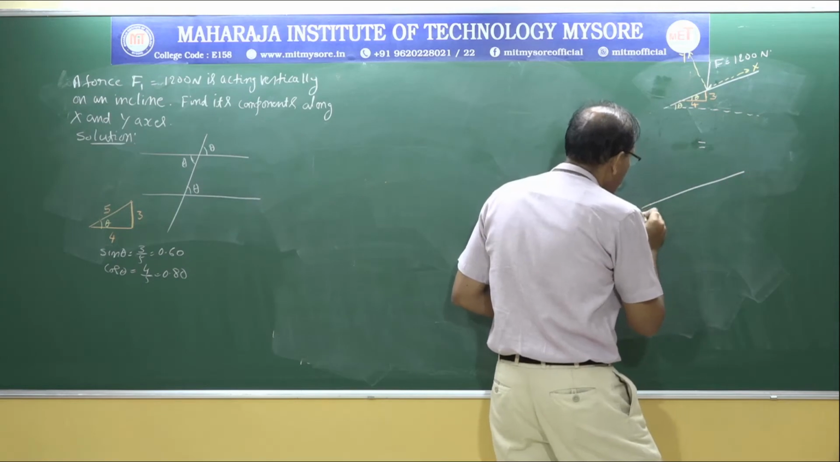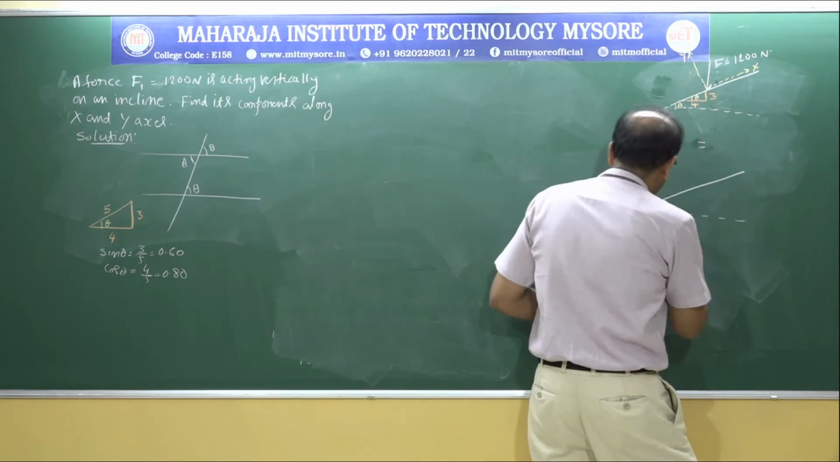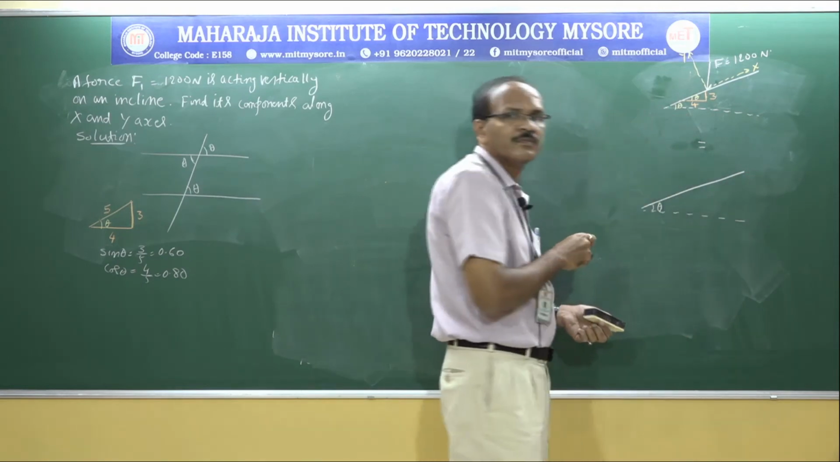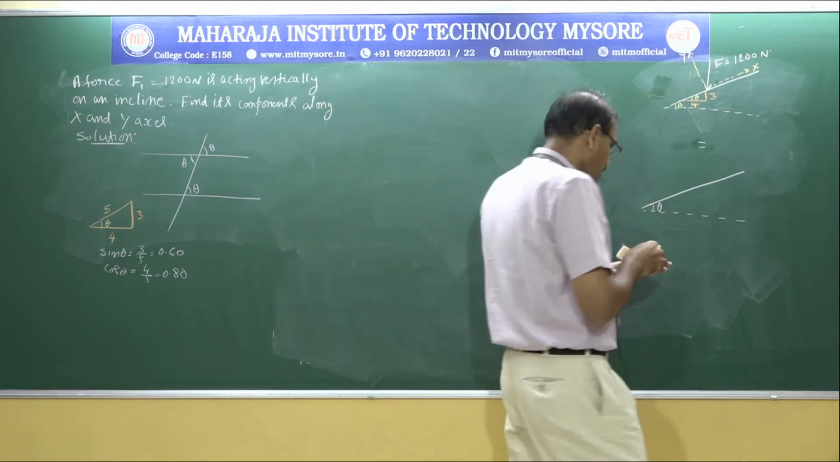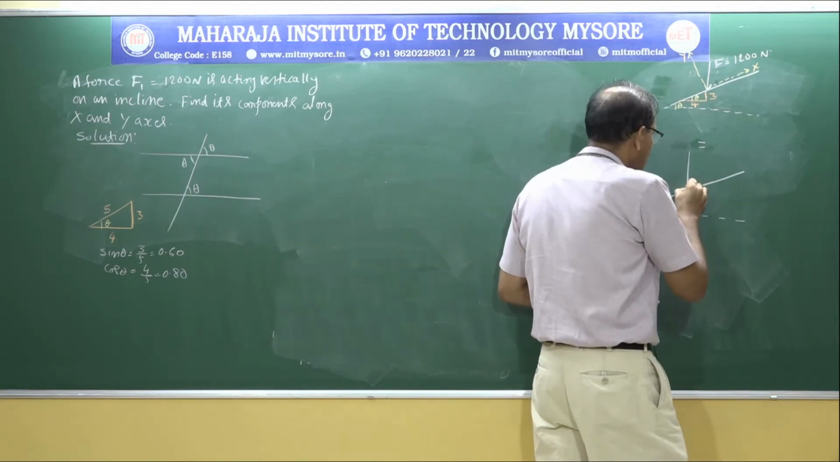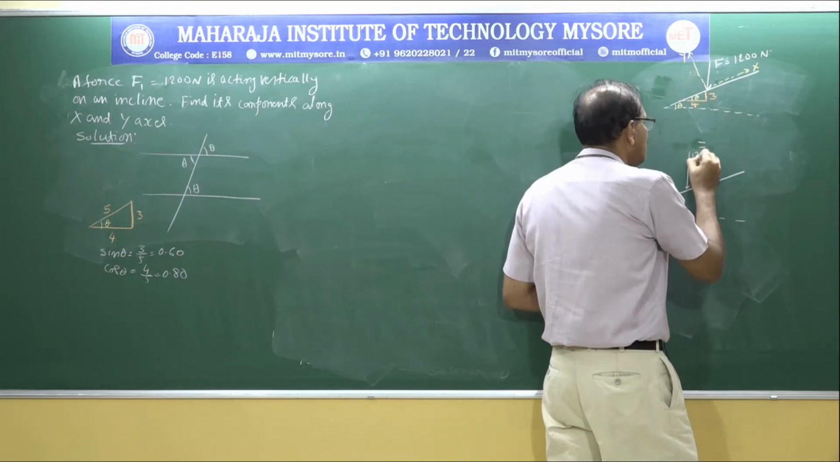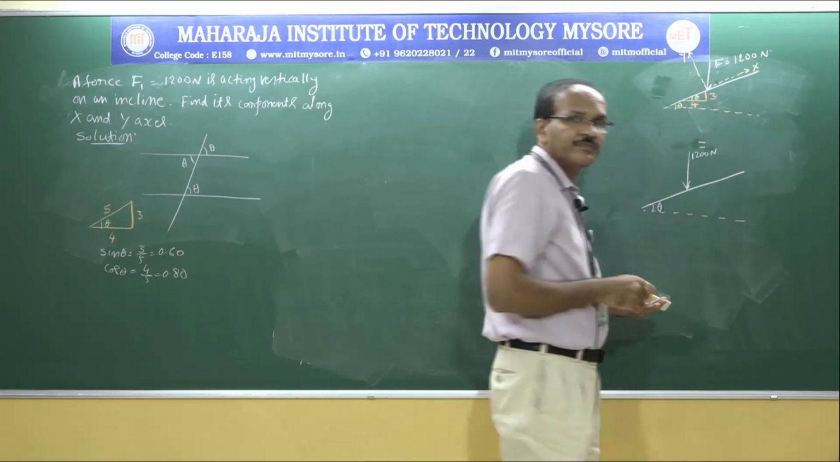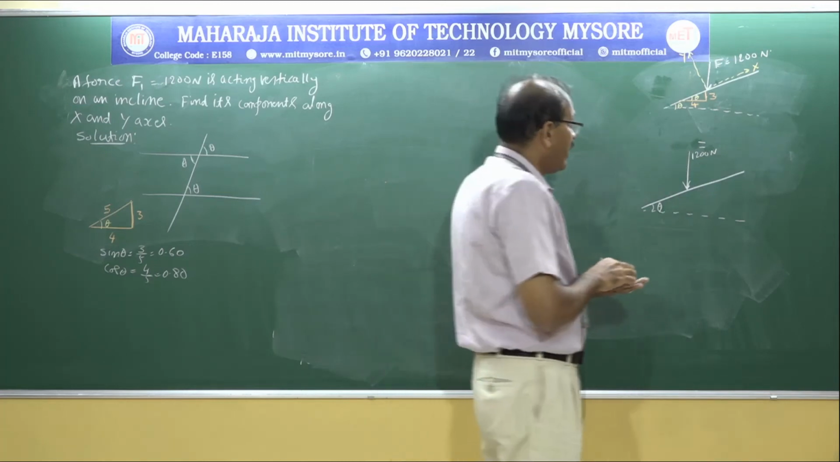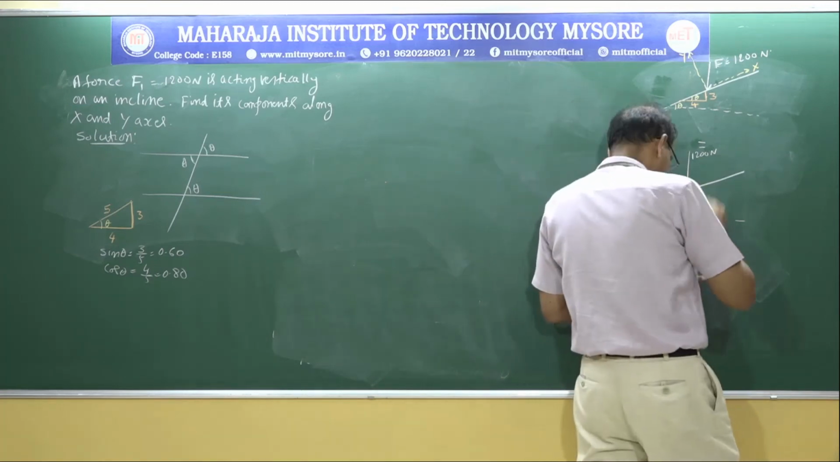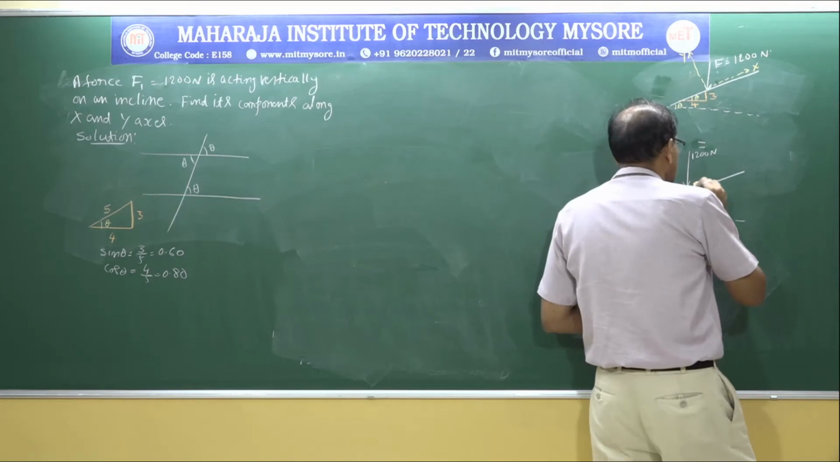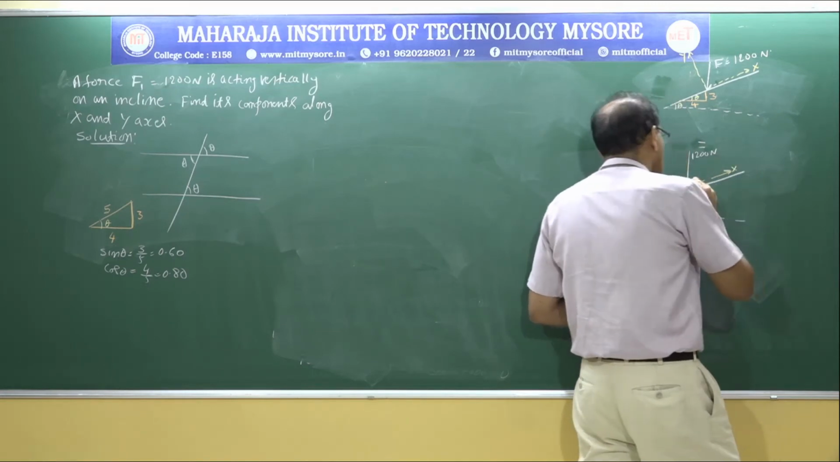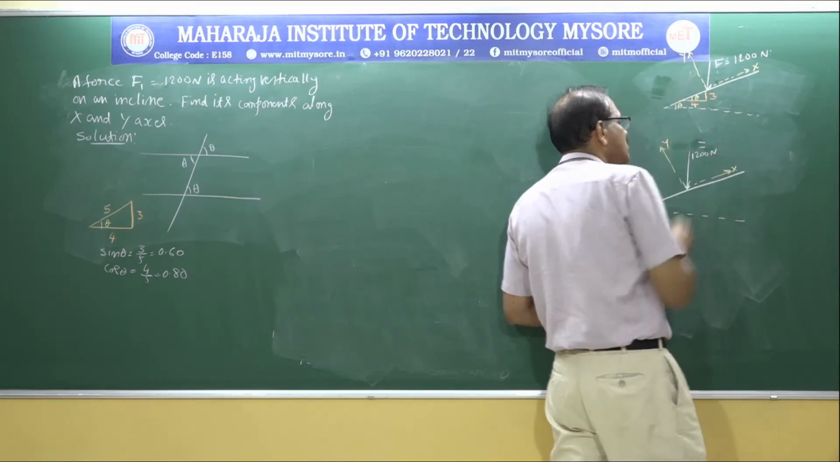Okay, this is the plane. This is theta. And this is the force, 1200 Newton, acting downwards. And this is the x-axis and this is the y-axis.